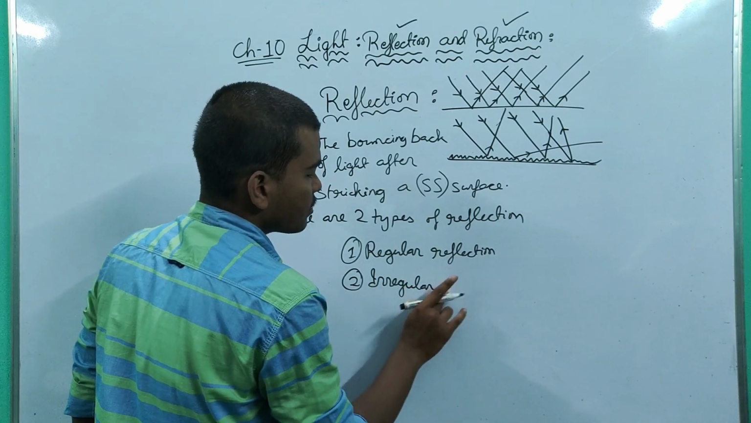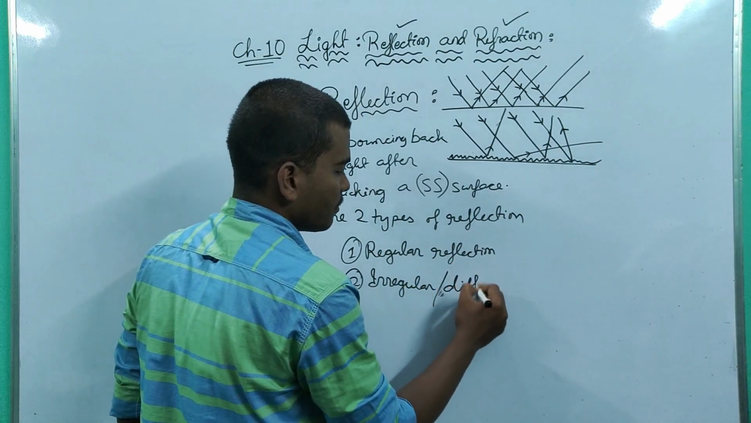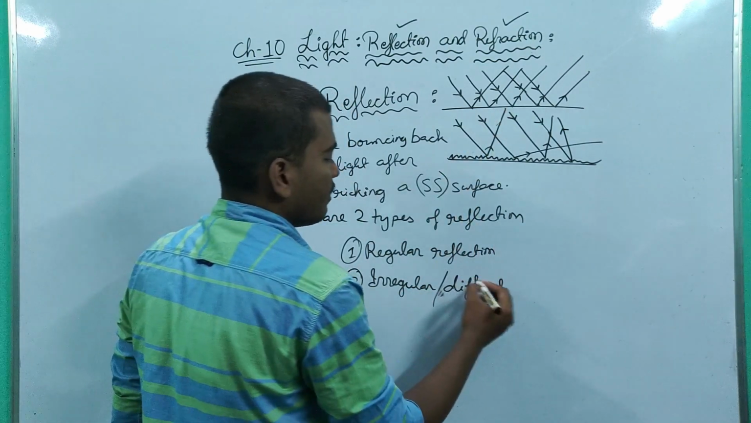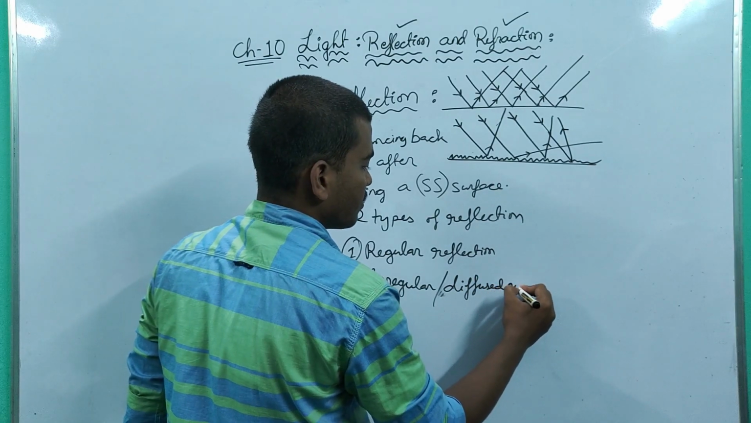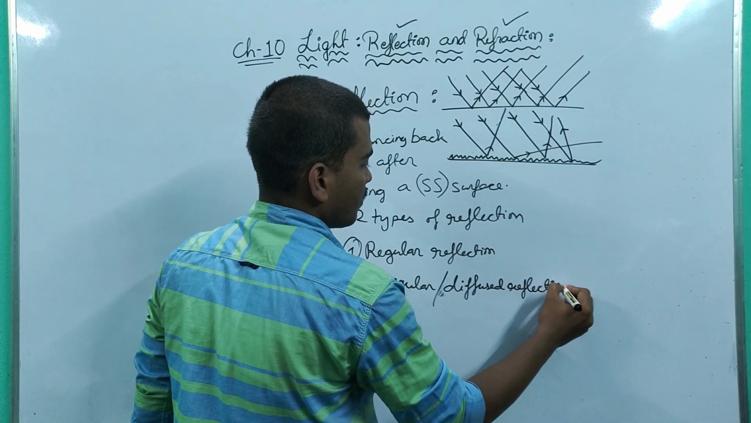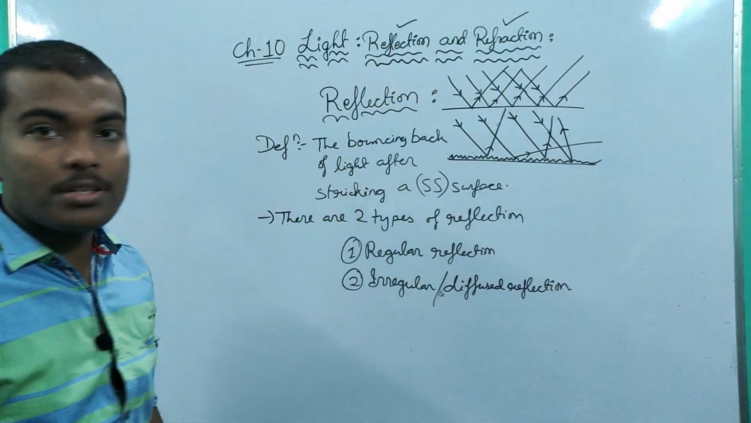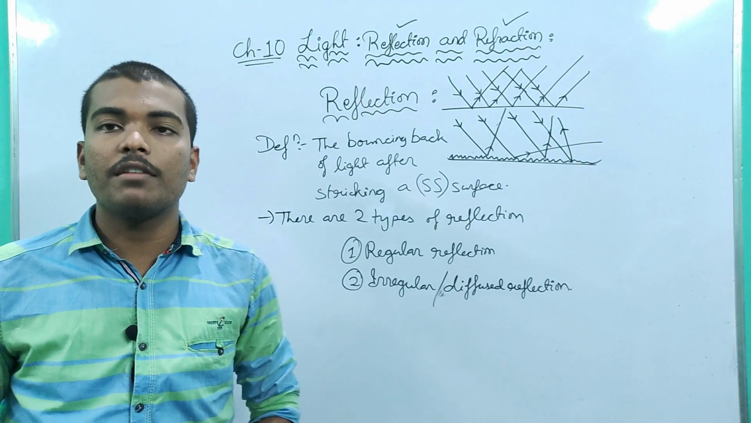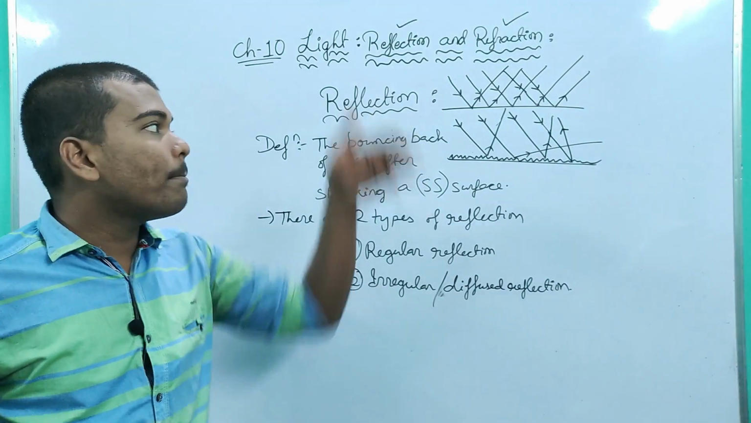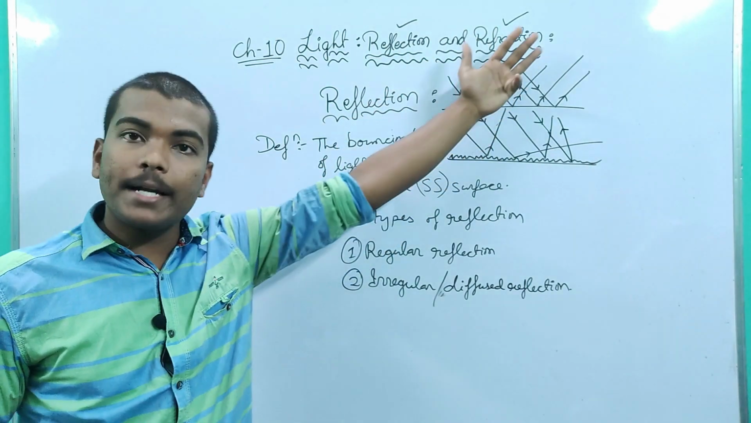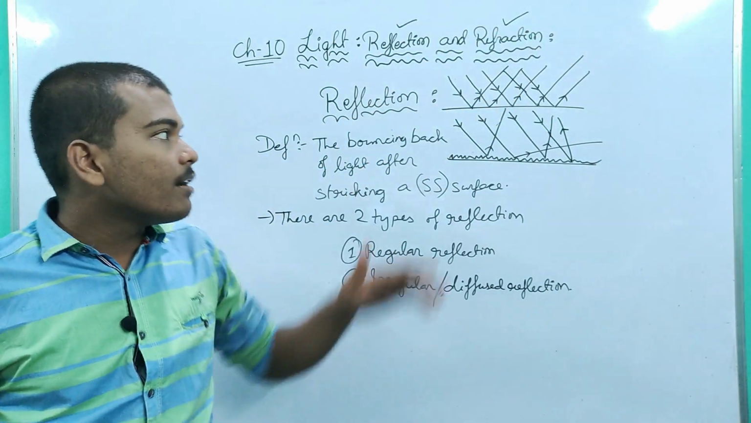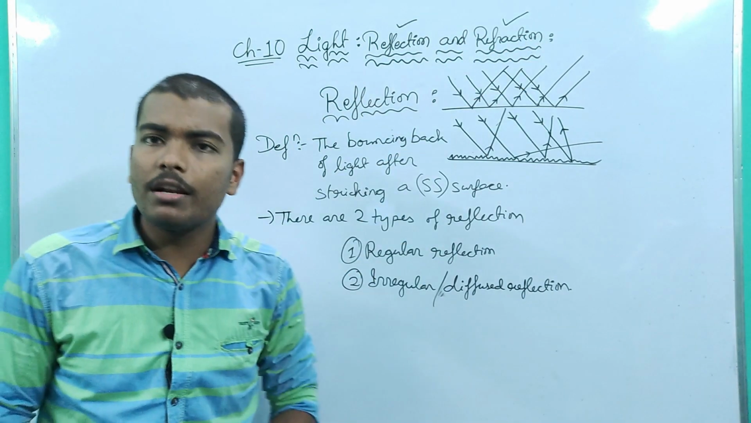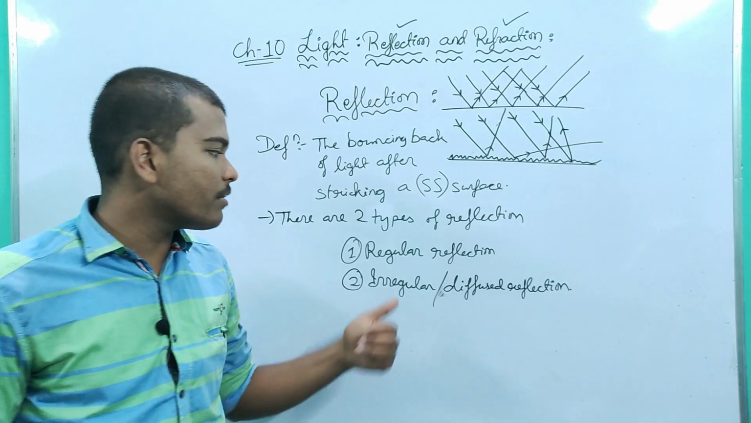This irregular reflection is also called diffused reflection because the light gets reflected unparallelly. That is what is called diffused reflection. Okay, now these are the two types of reflection. So what happens in case of regular reflection? If they ask you for the definition of regular reflection, it is so simple. When parallel beams of light get reflected parallelly, then we call it regular reflection. So if you are asked for the definition, you can write it down.